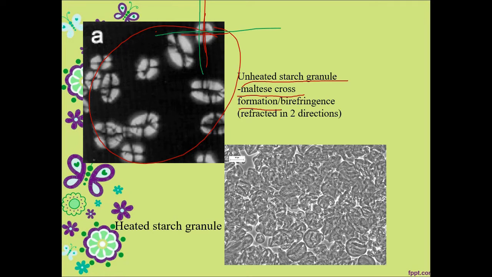Now, when the starch granules are heated and lose the shape of the granule, the oval shape or the angular shape, it loses its Maltese cross formation. And this is what we observe under the microscope.